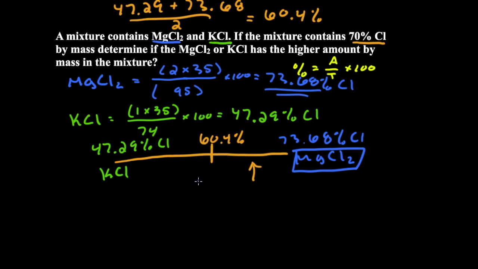Now I want to talk about the proof for how we know that this is correct. This is kind of a longer way to think about this problem, but let's go ahead and do that so you can get a better understanding of what's going on in this question. I'm just going to make up some numbers, and let's say that I have 50 grams of MgCl2, and I'm also going to have 50 grams of this KCl over here.